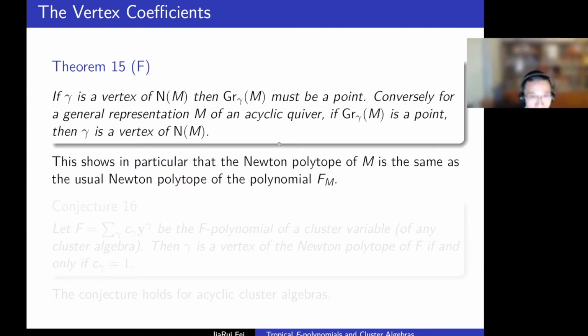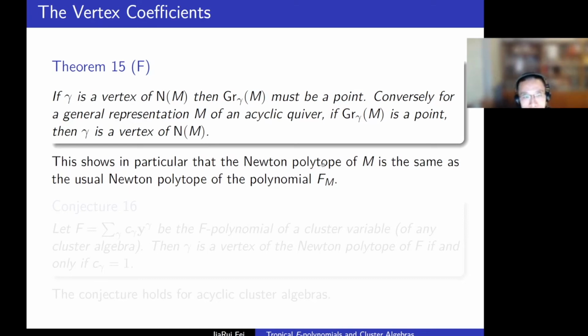Okay, so we have some further interesting results concerning the Newton polytope and the coefficients. The first result is: I take a representation M and look at a vertex on this Newton polytope. It turns out that the corresponding subrepresentation Grassmannian is just a single point. So there is a unique subrepresentation corresponding to each vertex. Conversely, it's not completely true. We need some additional requirements. For example, if we require the representation to be generic, then the converse is true.